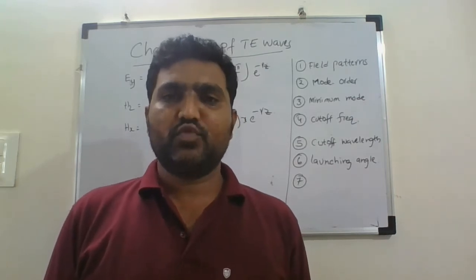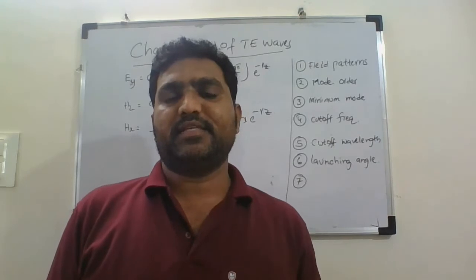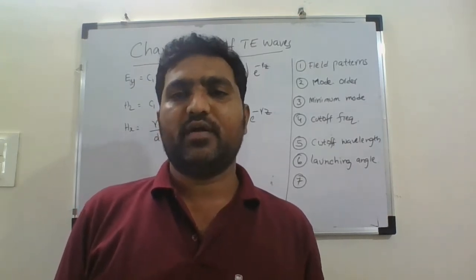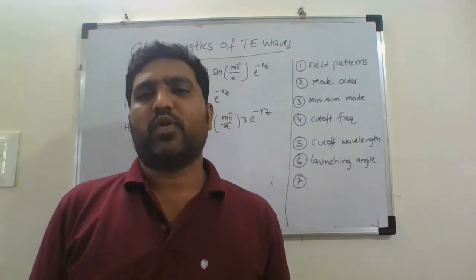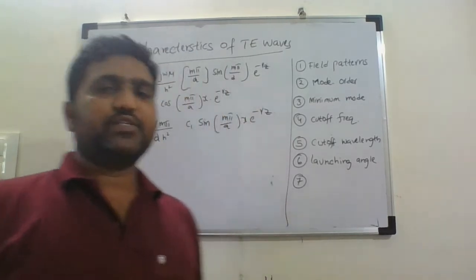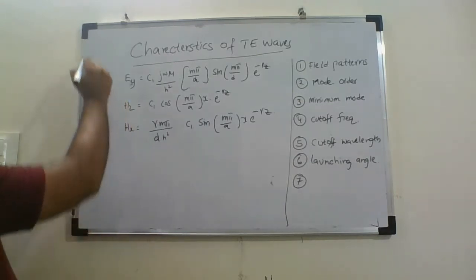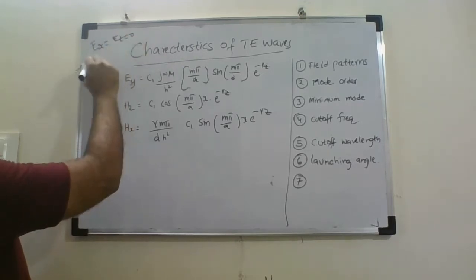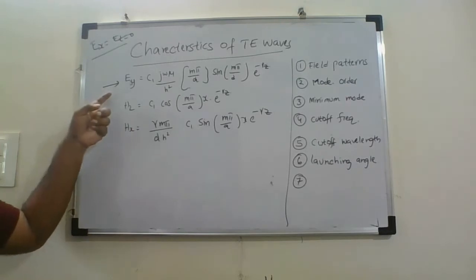So we are discussing unit 1. In the previous lecture, we covered the analysis of TE wave propagation inside a planar waveguide, wherein we calculated the field components that are present inside the waveguide. The final equations that we derived for the TE wave propagation are like this. We found that Ex and Ez will be 0. So the only component of electric field that exists for the TE wave is this.